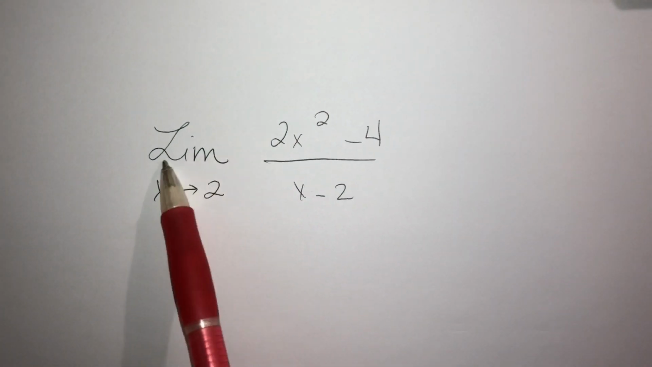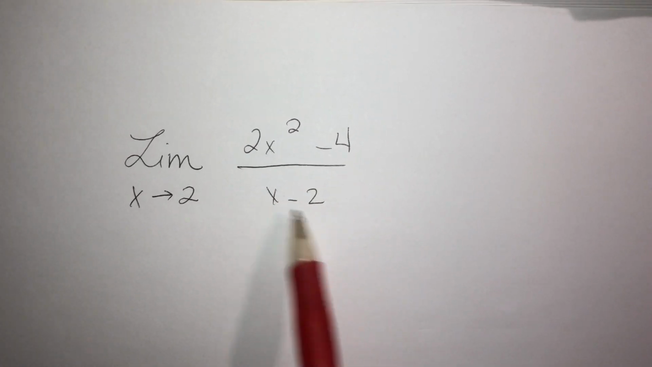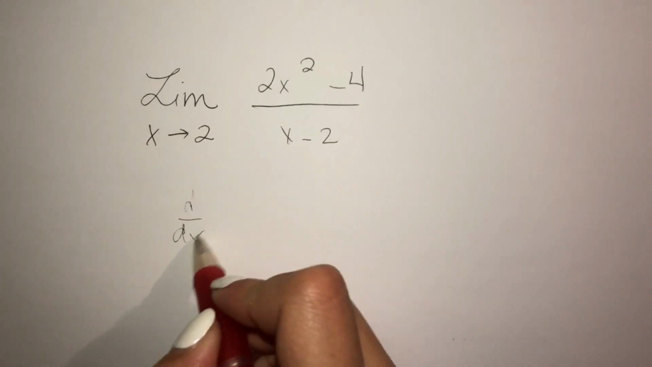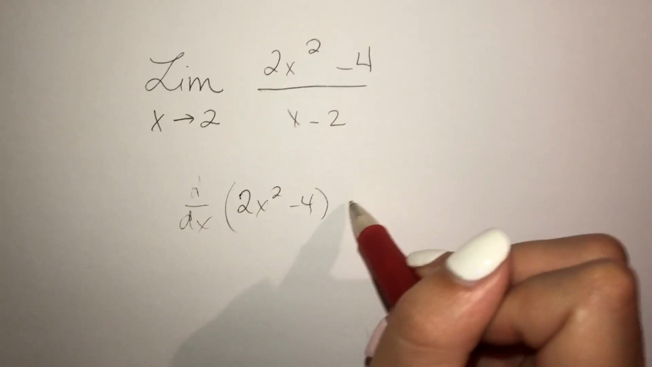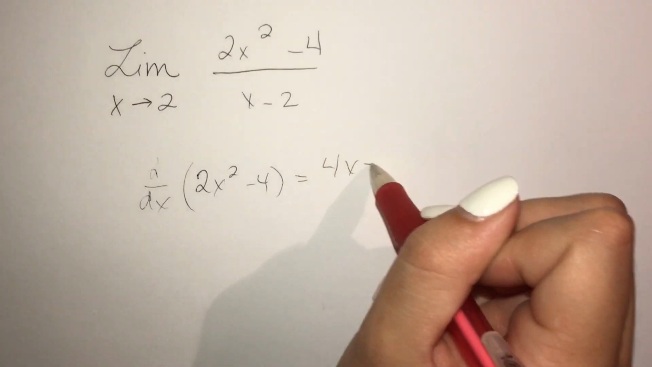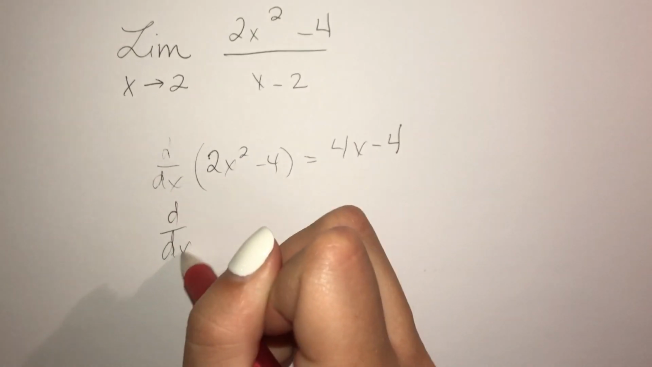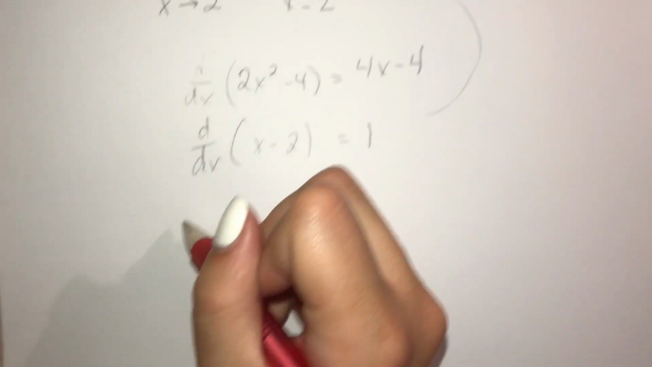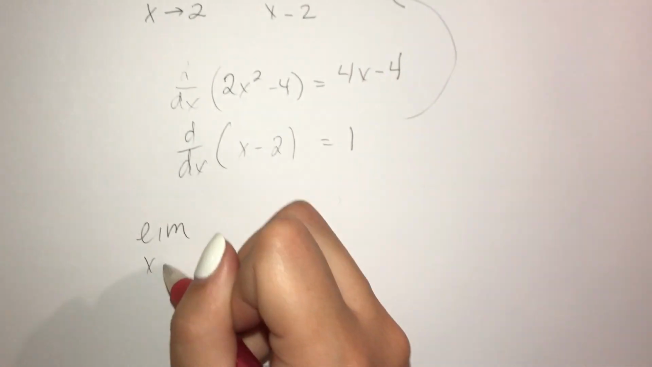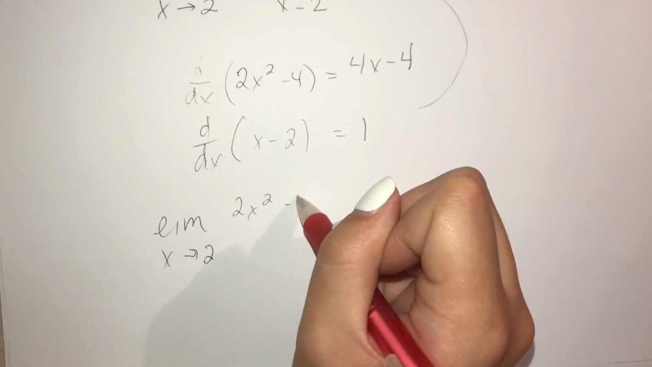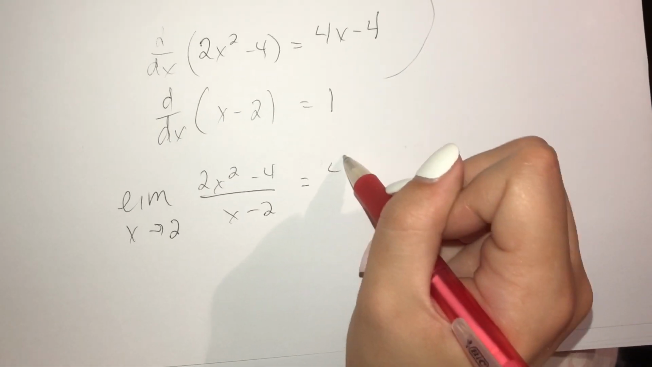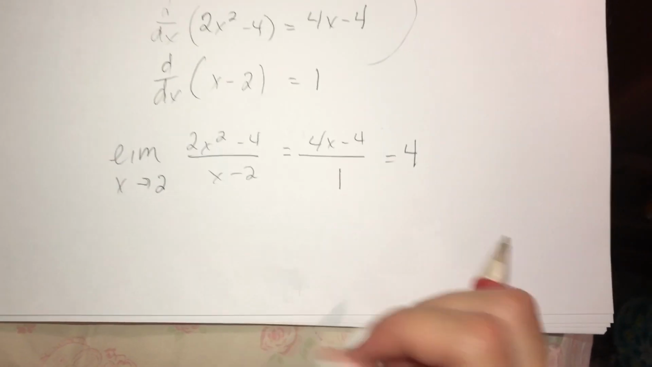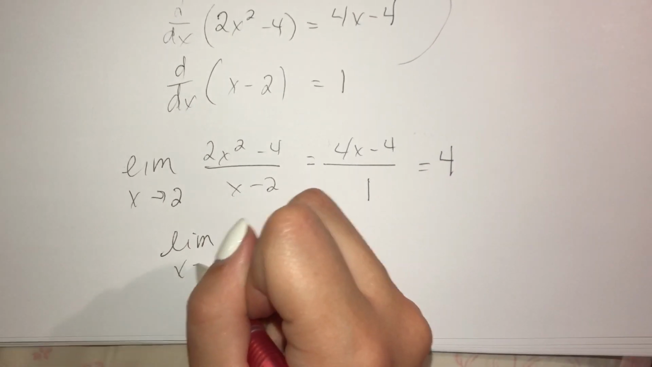Let's try an example. Doing the limit as x approaches 2 of 2x squared minus 4 divided by x minus 2. So first you find the derivative of the top, that's equal to 4x minus 4. And then you find the derivative of the bottom, which is equal to 1. And then you're going to put it back in that fraction format. So then you're going to have the limit as x approaches 2 of the original function, which is equal to 4x minus 4 divided by 1, which is equal to 4. So then your final answer would be the limit as x approaches 2 is equal to 4.